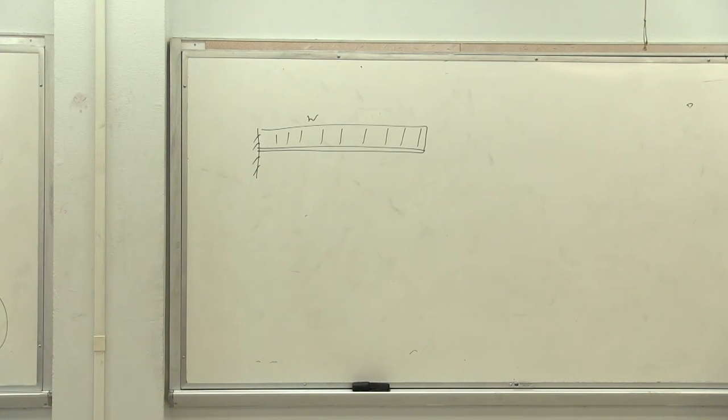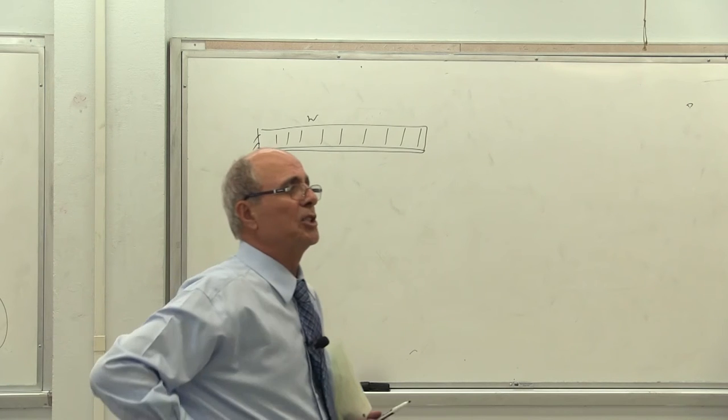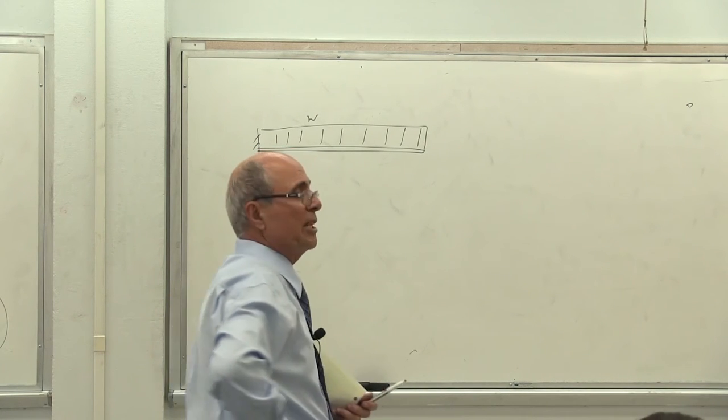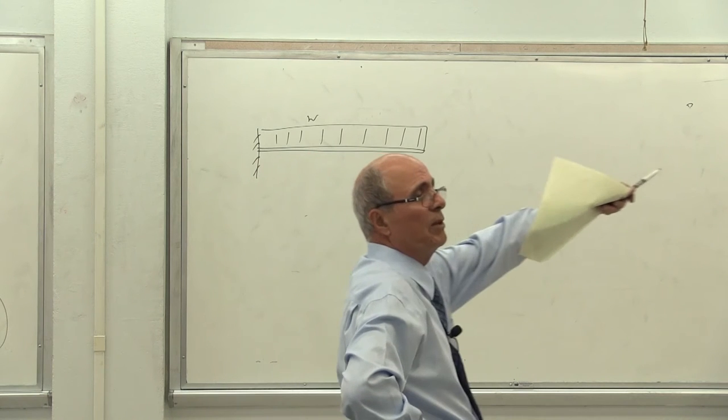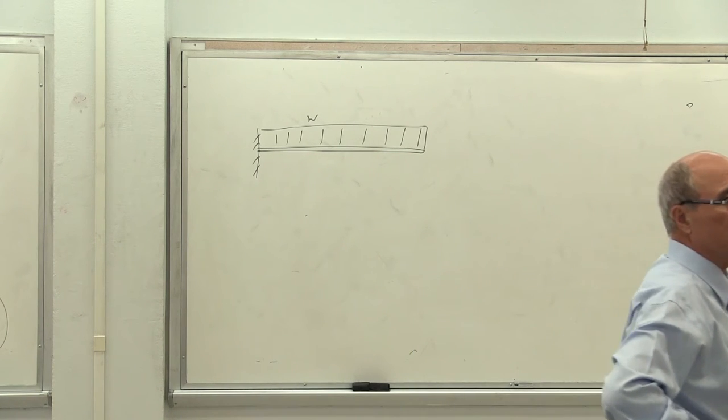I did it again for the superposition method. Now I'm doing the same problem with the energy method. This is, of course, a determinate problem, yes or no? Because I have only one fixed support, which is sufficient. Is that correct or not?